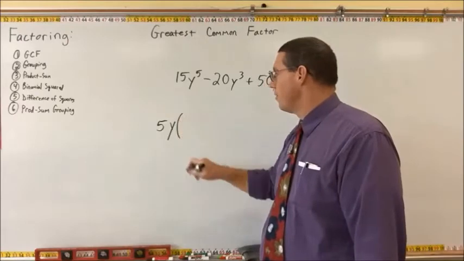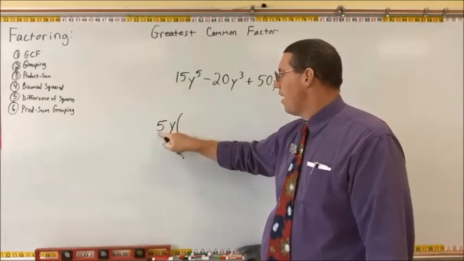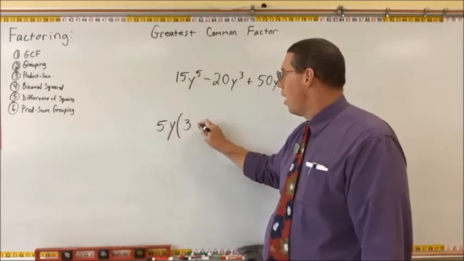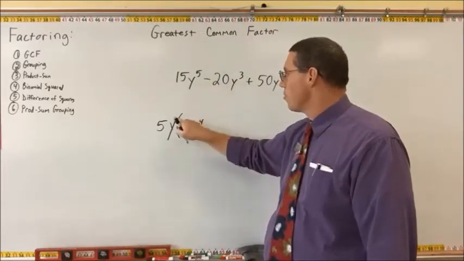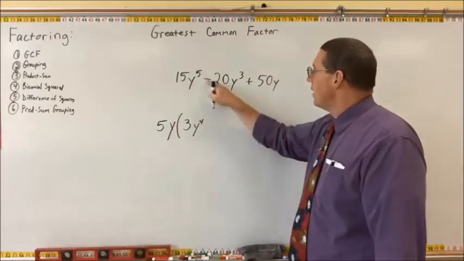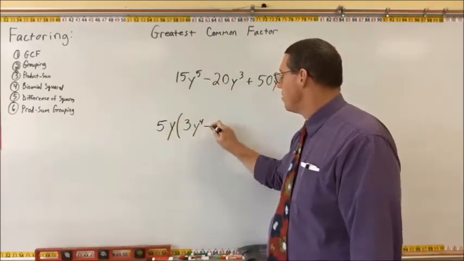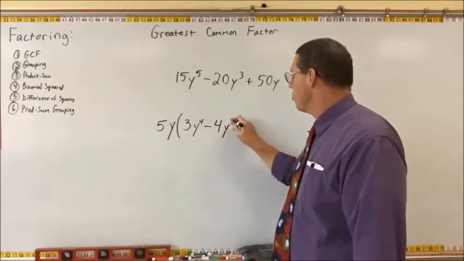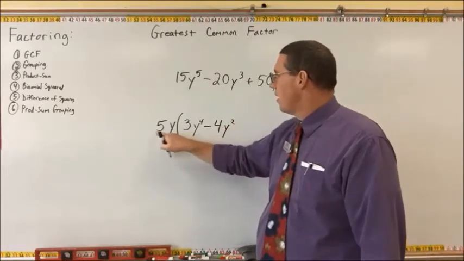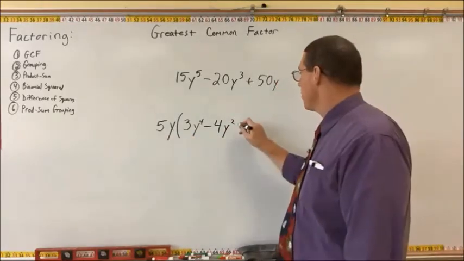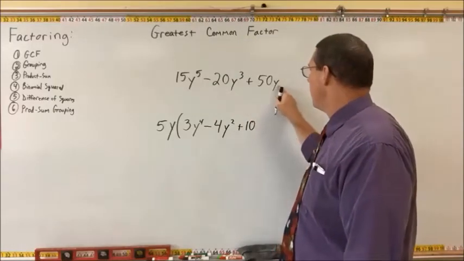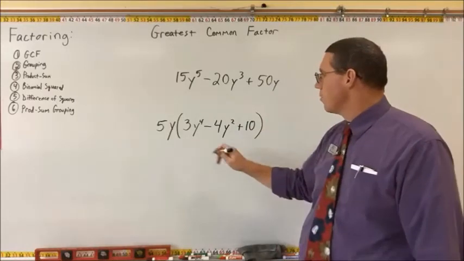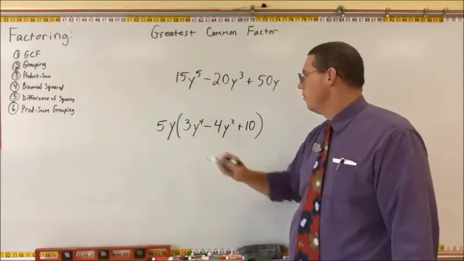And then we'll open up parentheses. 15 divided by 5 is 3. Y to the fifth divided by y is y to the fourth, because 5 minus 1 is 4. Negative 20 divided by 5 is negative 4. Y to the third divided by y is y squared. And 50 divided by 5 is 10. So that's plus 10. And then y divided by y, that cancels out, so there is no y on this one. And here's what we have left. Hopefully you got that right.